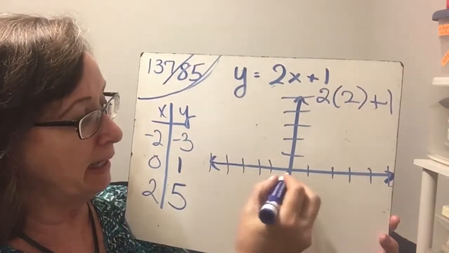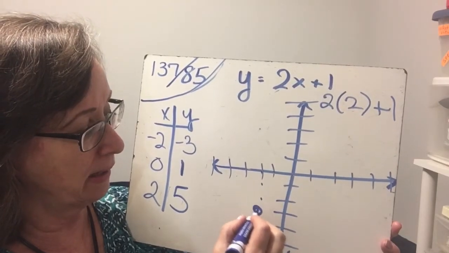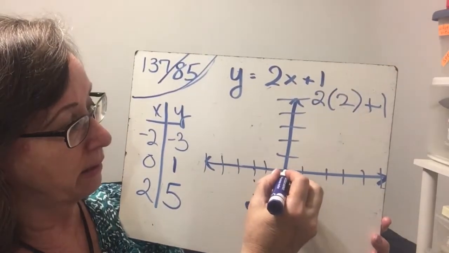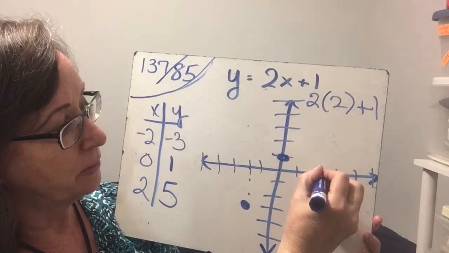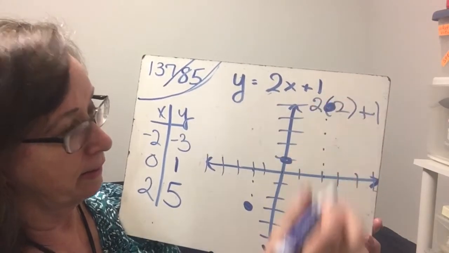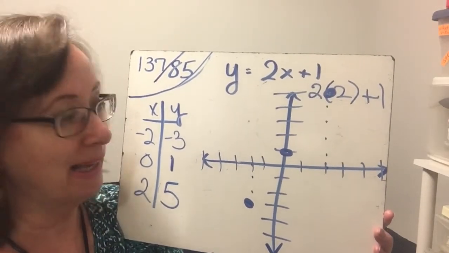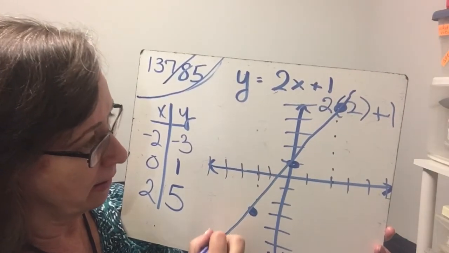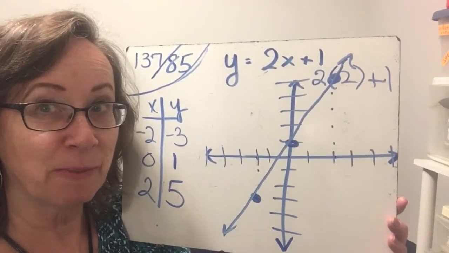-2, -3: -2 on the x, -3 on the y. Down. 0, 1. 2, 5: 1, 2, 3, 4, 5. And can you see that my 3 points make a line? So then I would just graph carefully through my points. There is my line.